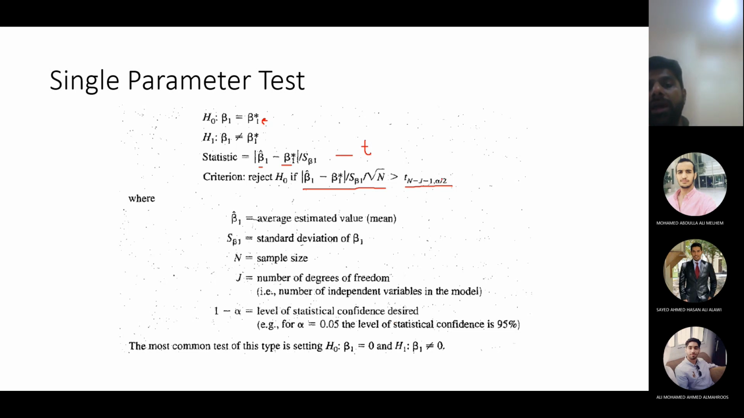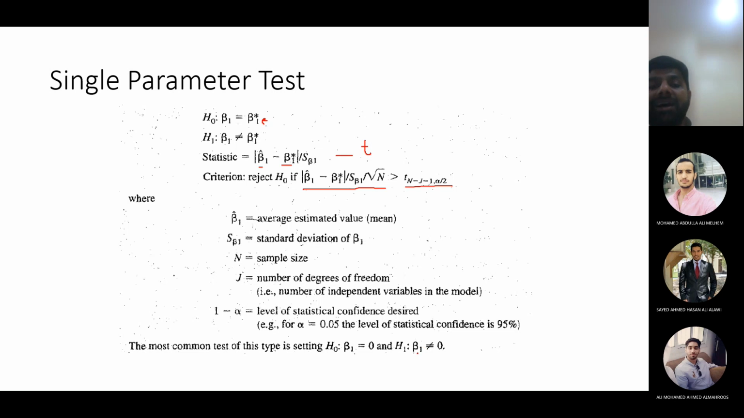Here you have to put alpha by 2. So if alpha is 5%, that means you are 95% confident about your model, and alpha by 2 will be 2.5%. The most commonly applied hypotheses are that beta 1 equals 0 and beta 1 not equal to 0.